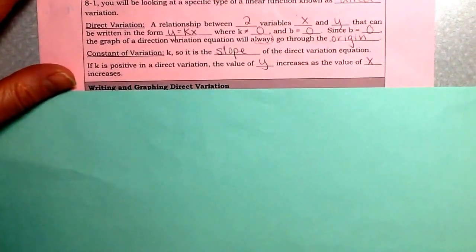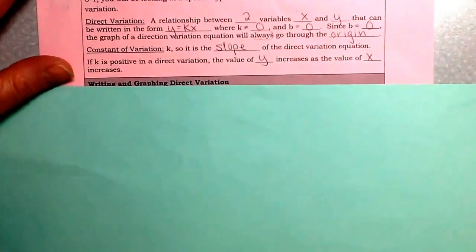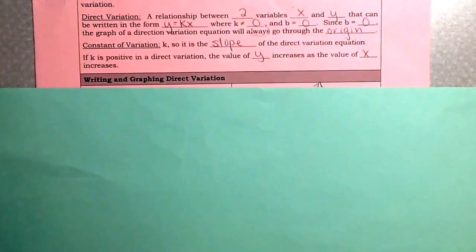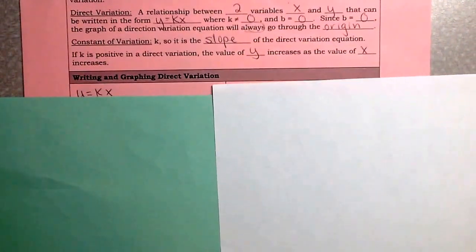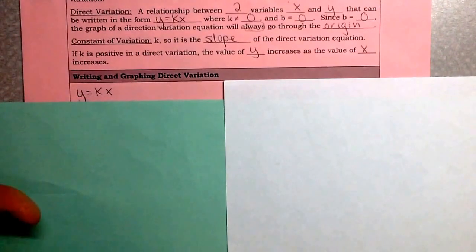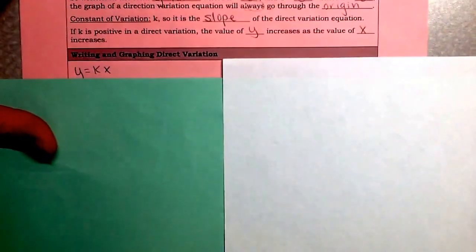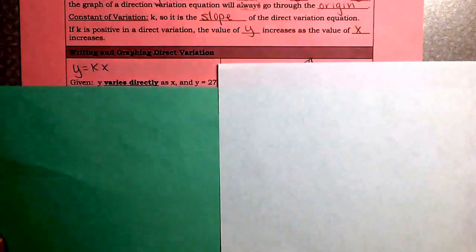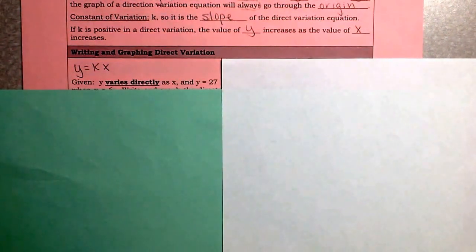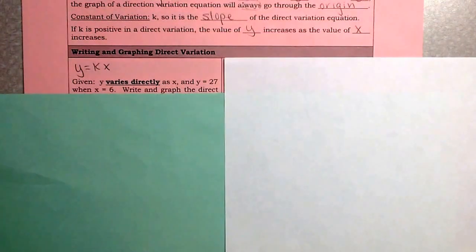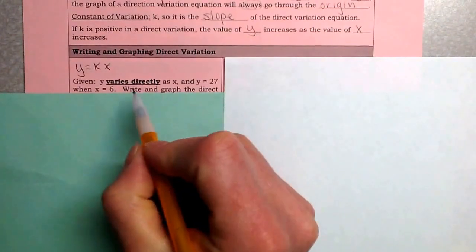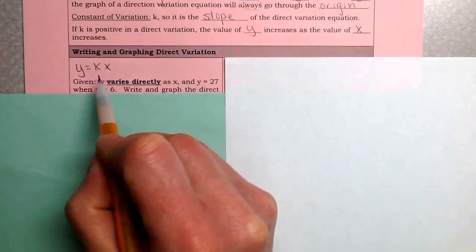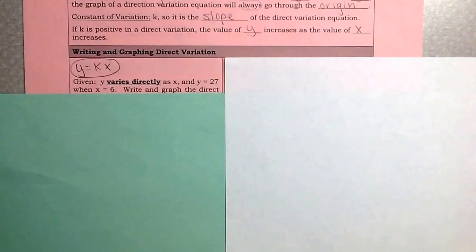Okay, now you need to be able to write and graph direct variation. So we're going to look at an example here. Again, with direct variation, y equals kx. So you're going to need to solve for k. So here is the problem. Given y varies directly. As you're reading your problems, you need to pay attention because we're going to deal with 3 different types of variation. If it says y varies directly, that's telling you to use this equation here.